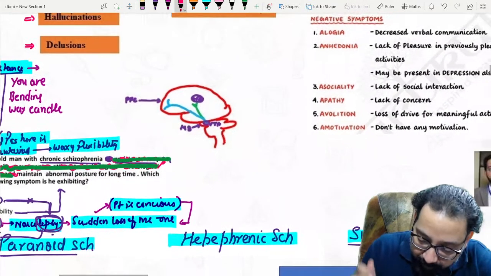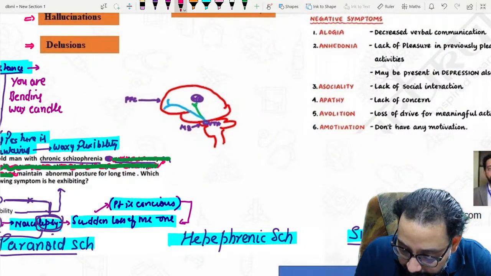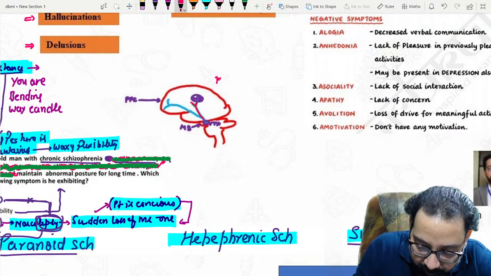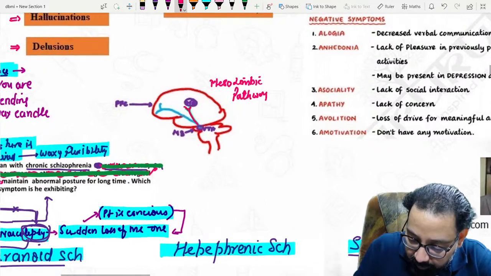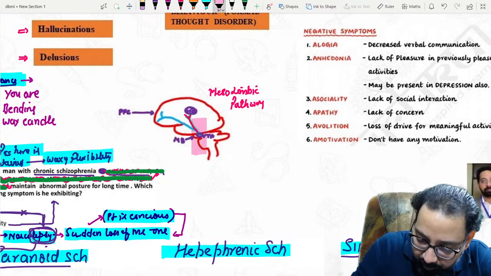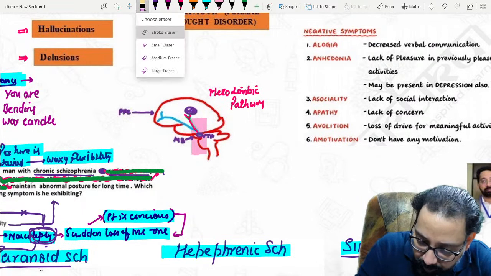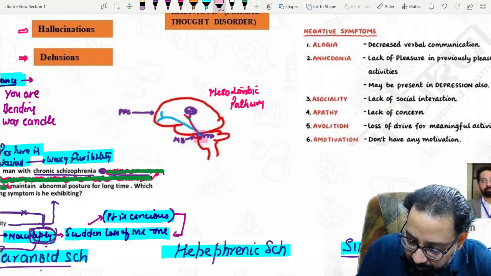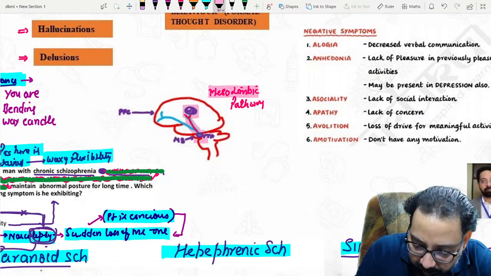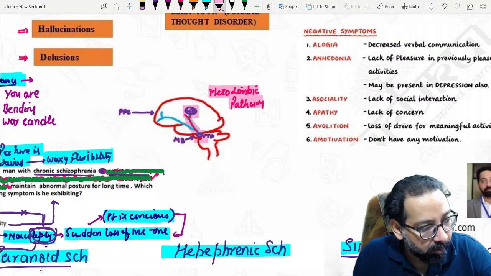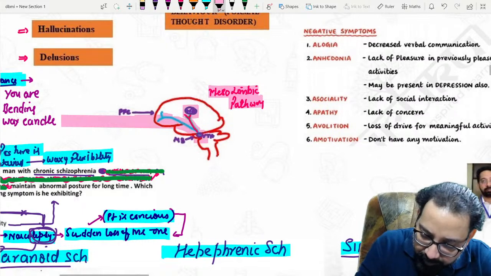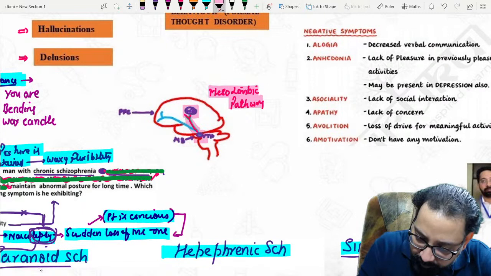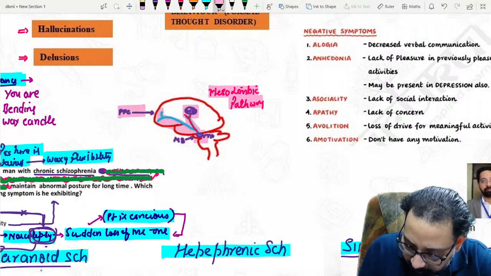We found that in the brain we have two pathways. One is midbrain to limbic system, the mesolimbic pathway. Suppose this is the midbrain, midbrain to limbic system, mesolimbic pathway. There is one more pathway called the mesocortical pathway, midbrain to cortex, mesocortical pathway.